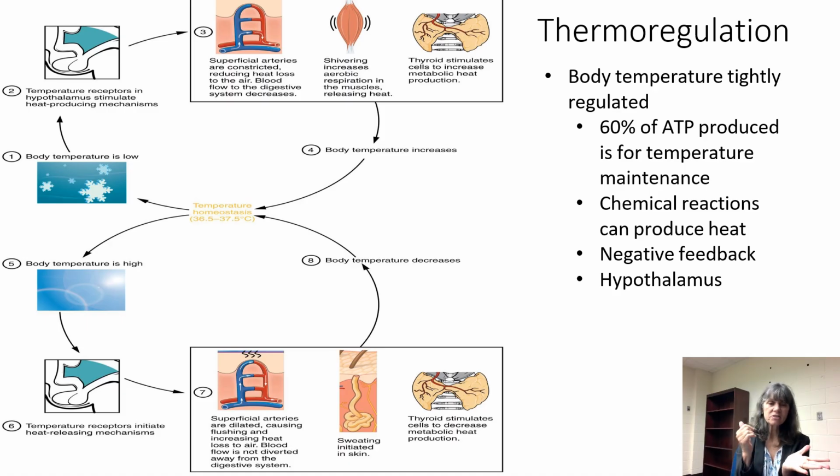Conversely, if body temperature gets too high, again, thermoreceptors in the hypothalamus are going to start mechanisms that help cool us off. For instance, we're going to have more blood flowing to the surface of the skin, so our heat can radiate from the surface of the skin. Sweat glands will be stimulated to produce more sweat so it can evaporate off the surface of the skin, and the thyroid gland will decrease its metabolic heat-producing hormones so that our body can cool off a little bit.